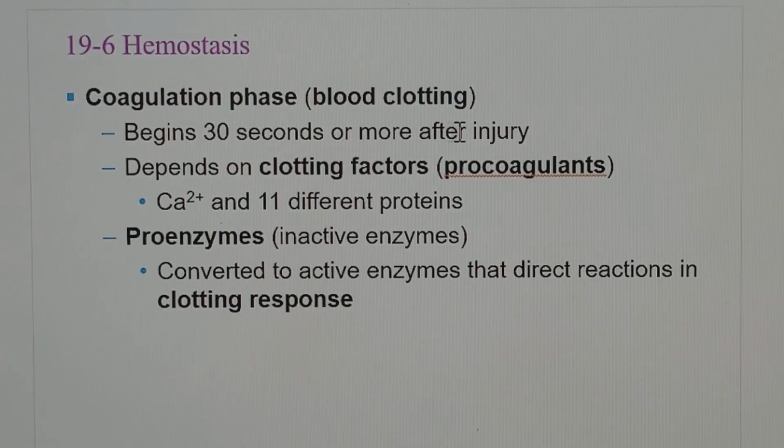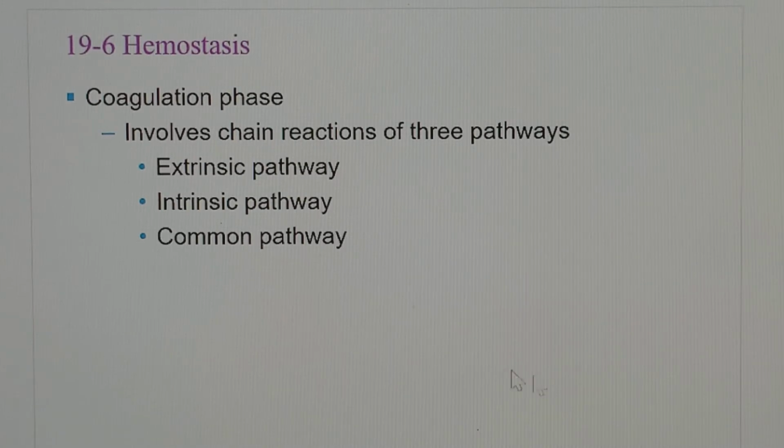The coagulation phase, or blood clotting, begins 30 seconds or more after an injury. It depends on clotting factors, procoagulants, calcium, and 11 different proteins. Proenzymes, inactive enzymes, convert to active enzymes that direct reactions in the clotting response. The coagulation phase involves chain reactions of 3 pathways: the extrinsic pathway, intrinsic pathway, and the common pathway.